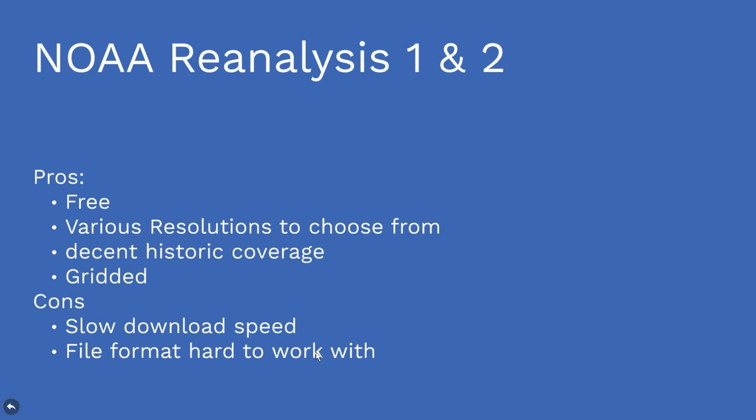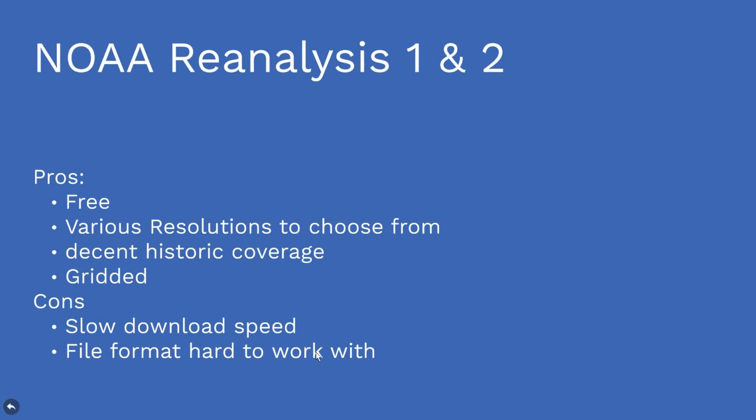So, this is something that you can find pretty easily, and they have various resolutions depending on if you use ERA Reanalysis 1 versus 2 that go back and cover different historic coverage periods as well. But they both go back several decades, and they're both gridded. If you choose to download them through the FTP sites, it's pretty slow. All the NOAA FTP sites are pretty slow. They seem to limit your download speed per IP address or whatever to 1 megabit per second. So it's going to take a while to open.